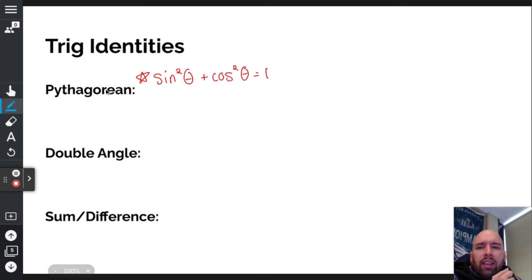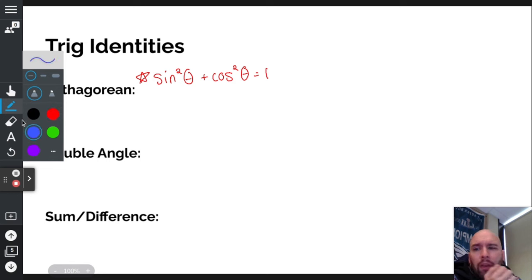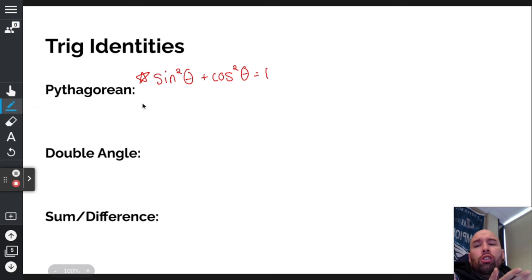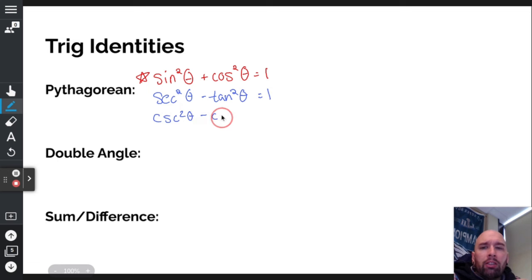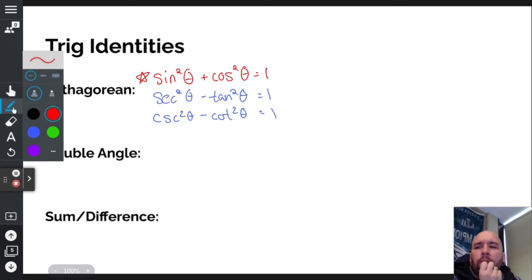Definitely memorize this. I'm not sure if you need to have these next two memorized, but I'm just going to put them in here just in case. Secant squared theta minus tangent squared theta is going to equal 1. And cosecant squared theta minus cotangent squared theta equals 1. Okay? Definitely have the red memorized.